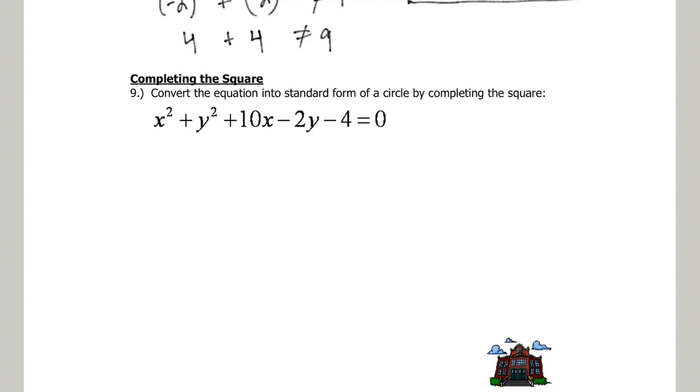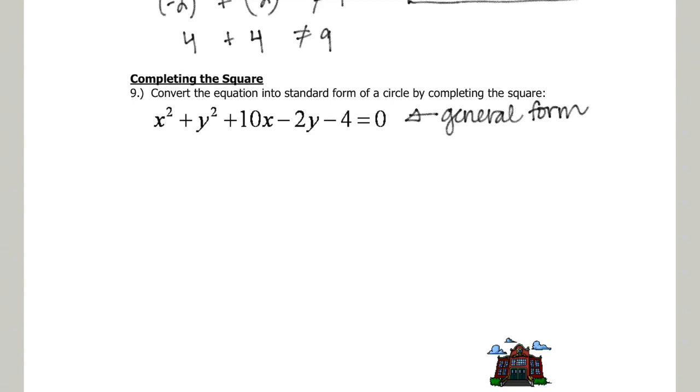Equations are not always given to us in standard form. This right here is called general form, and we're going to practice putting it into standard form. So we're going to convert this into standard form by completing the square.